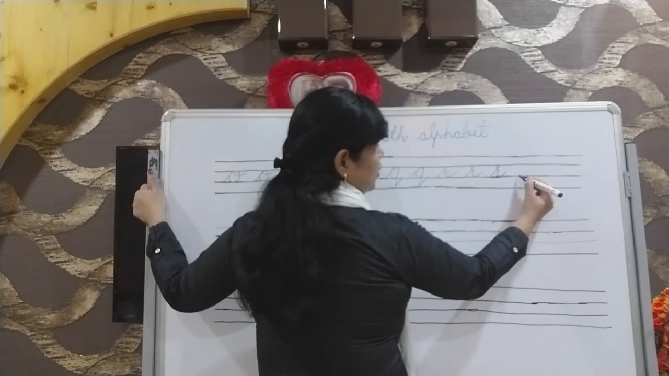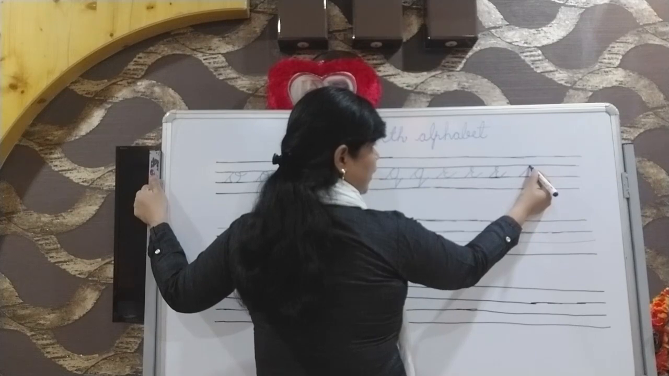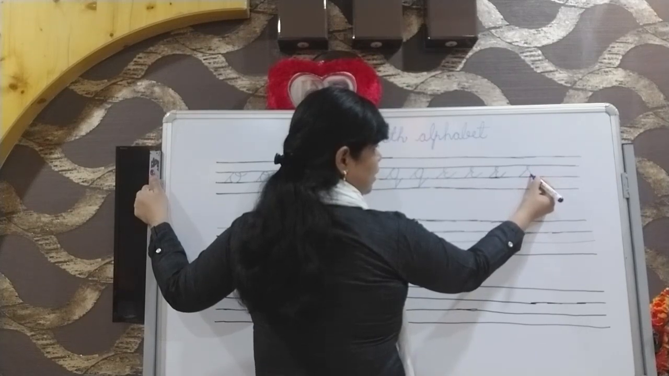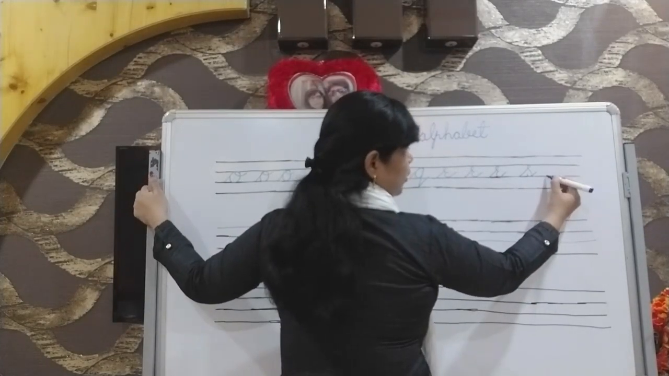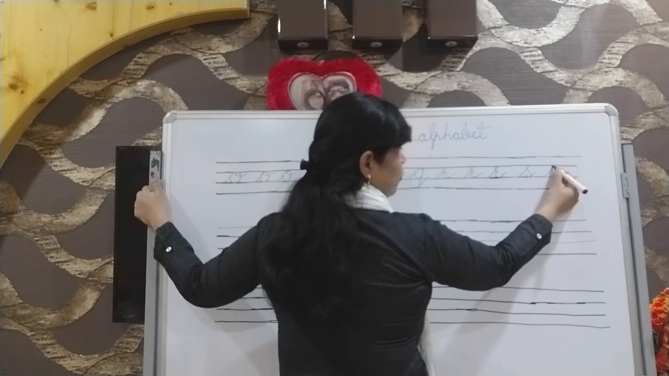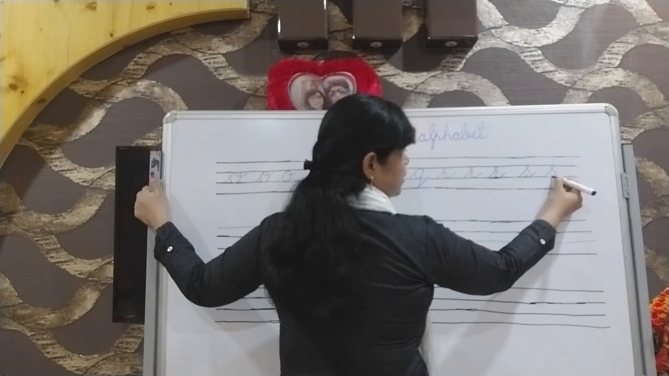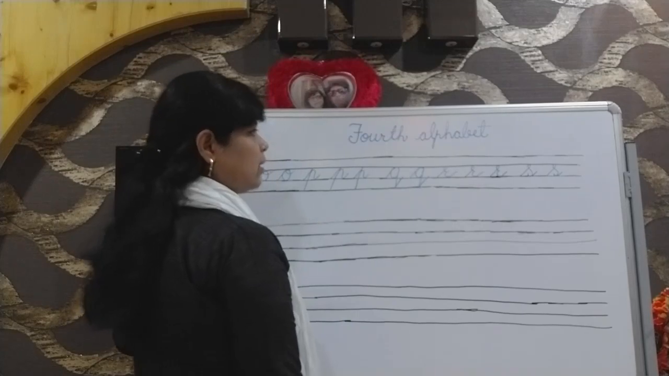Now S you have to look. From the third line we will start S. In the middle line we will write S, in this manner. Once more you have to look. Slanting line. Move back. Little circle. And it is our S.